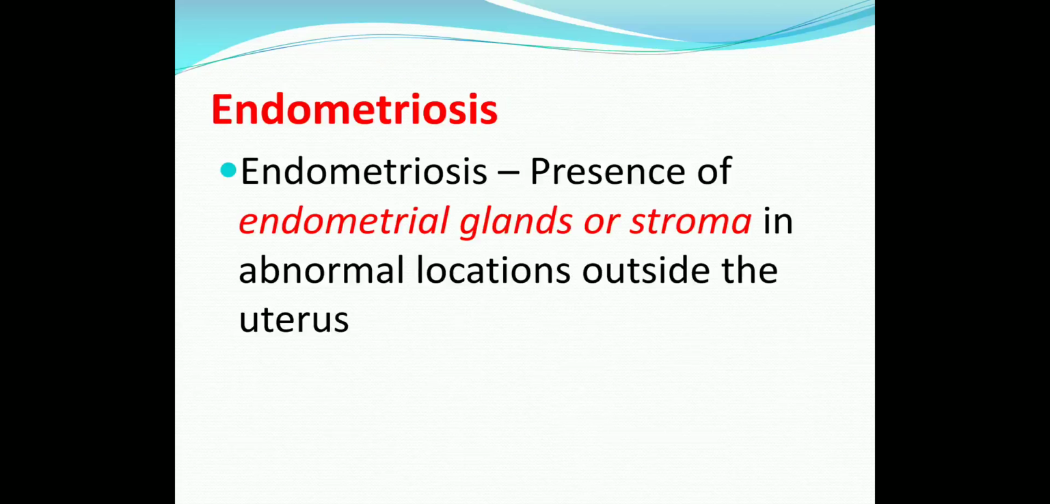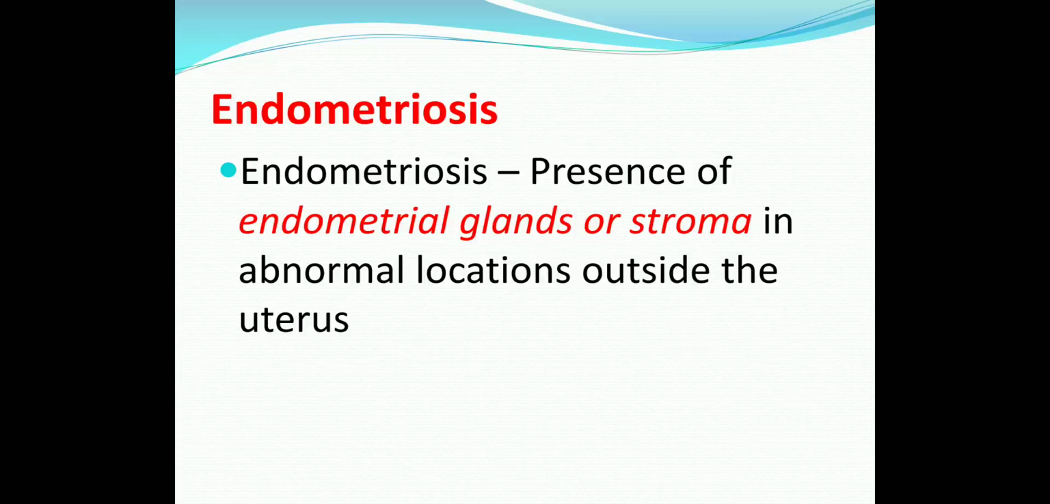Okay, so now we'll start a new topic, that is endometriosis. You might have heard this term previously in your clinics. So what is endometriosis? This is very important. A lot of times I've asked this question, and in the clinics you'll see cases of endometriosis very frequently. It is the presence of endometrial glands or stroma in abnormal locations outside the uterus.